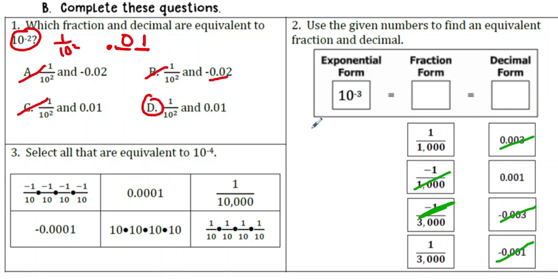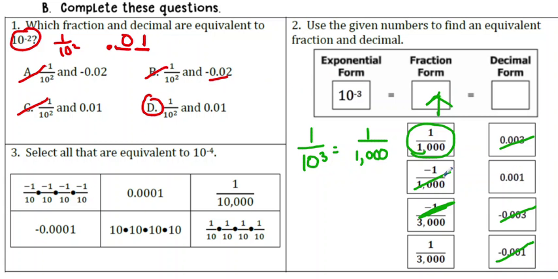10 to the negative third power is going to be, so I'm going to first flip it to make my exponent positive. So now I have a positive exponent. And then 10 to the third power is 10 times 10 times 10, which is 1,000. Which also means, remember, when your exponent's positive, that just means how many zeros you're going to have. So I have 3 zeros because I have a 3 exponent. So on a TEI question, I would select this one to go in as my fraction form.